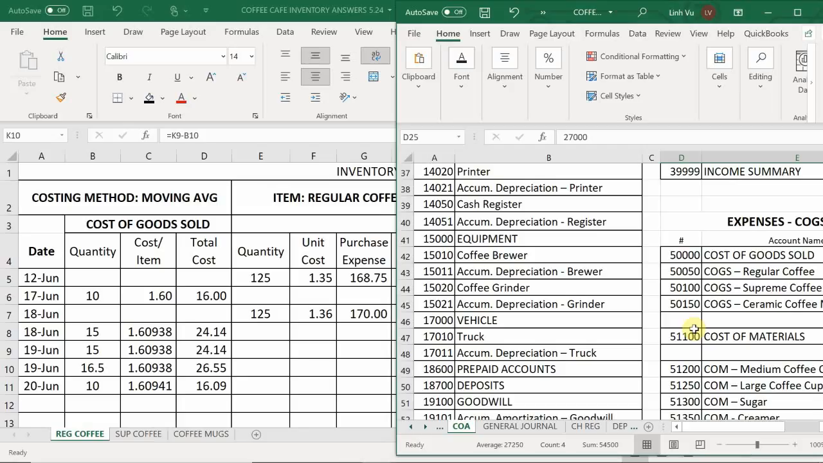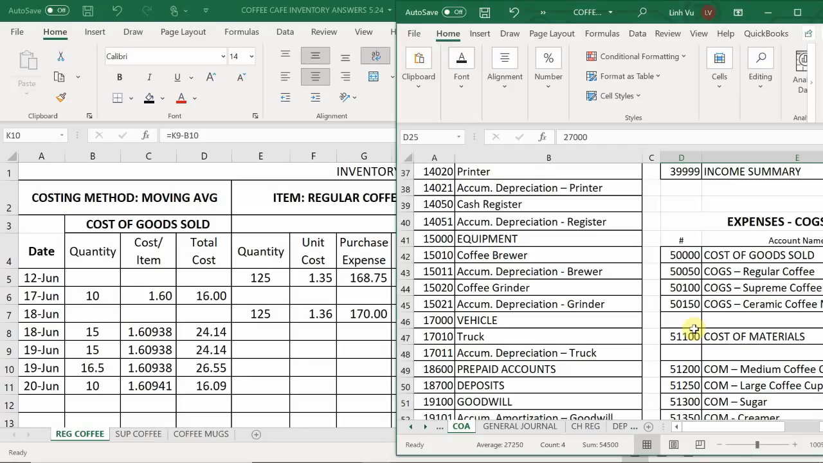Yeah, under expenses. Under expenses, okay? Is it broken down by the specific items? Oh, you're talking about the cost of goods? Yes, it's under specific items under regular. We have a cost of goods sold for regular coffee and a cost of goods sold for supreme coffee.